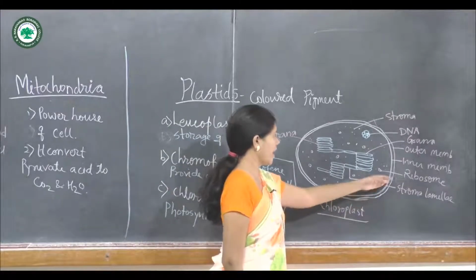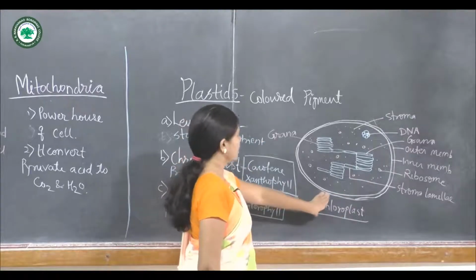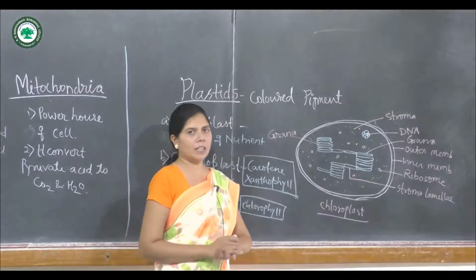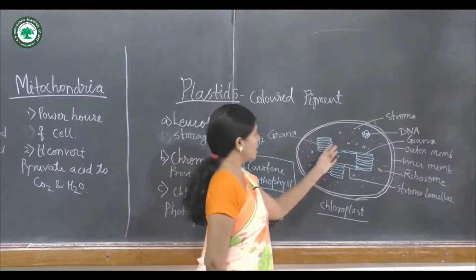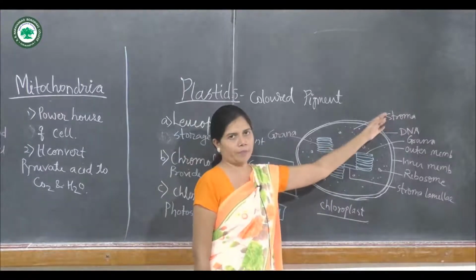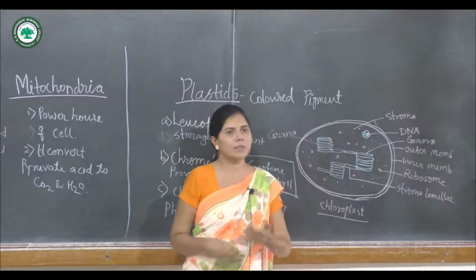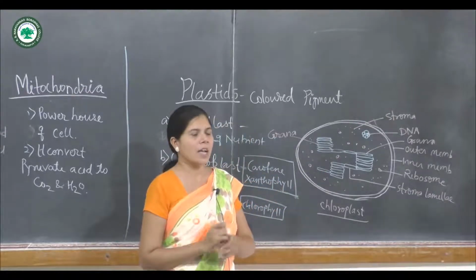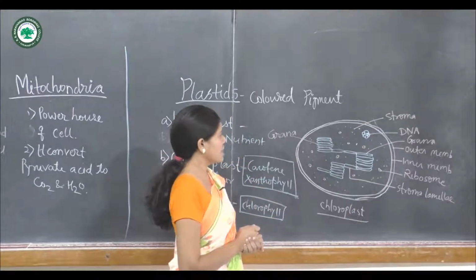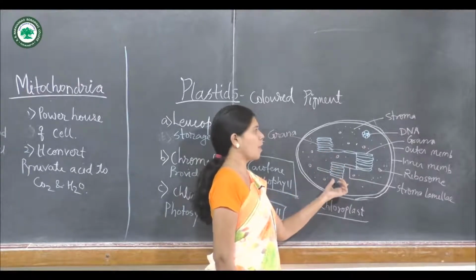The outer membrane and inner membrane are present in the chloroplast. Inside the inner membrane there is a colloidal matrix, and this matrix is known as the stroma. In the stroma, thylakoids are present, and these thylakoids are arranged in a disc-like manner. This disc-like structure is clearly seen in the stroma of the chloroplast.